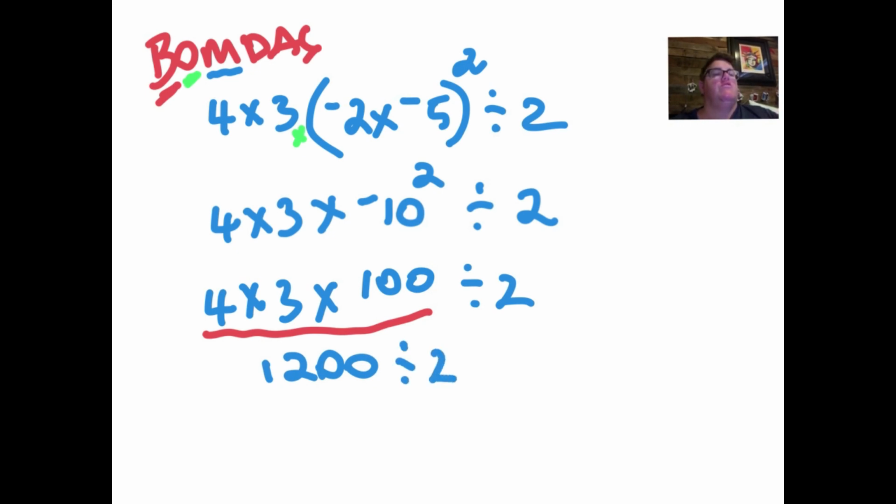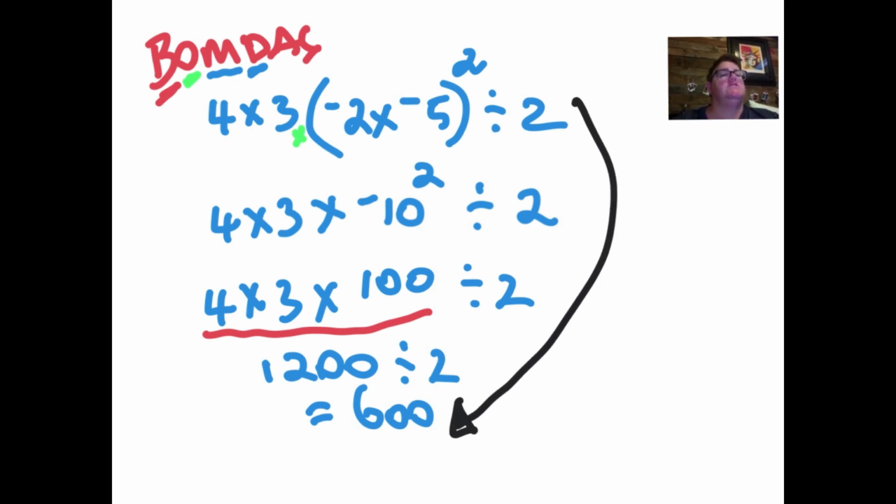Again, divided by 2. Our next one is division. 1200 divided by 2 is 600. We don't have any addition and we don't have any subtractions. So therefore, the answer to working out this equation up here is 600.